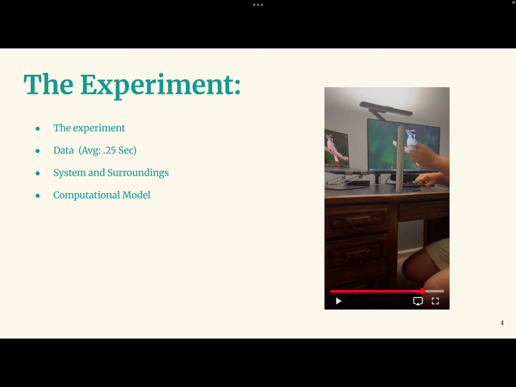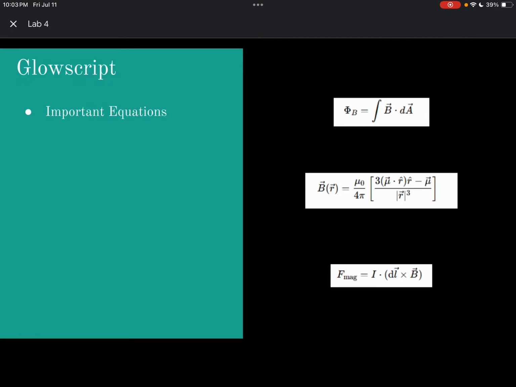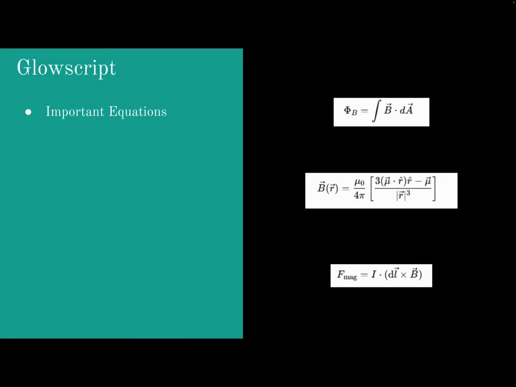The system is the bar magnet, while the surroundings is Earth's gravity, the aluminum foil, and everything around the bar magnet. Here are some important equations for this lab, which include magnetic flux, magnetic field of a dipole, and the magnetic force equation.